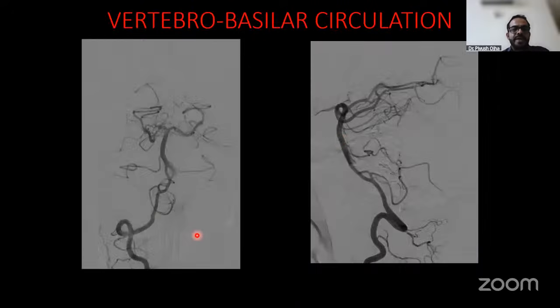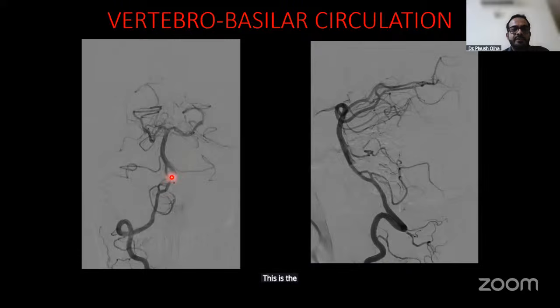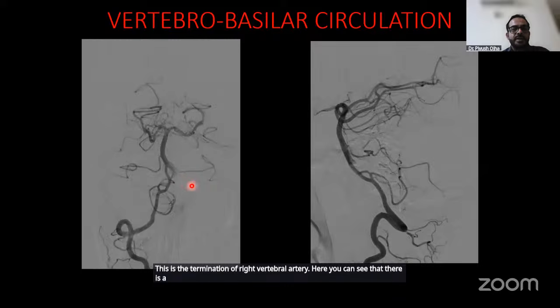Now, this is the right side vertebral injection. There are different segments of vertebral arteries. But if you look at the overall anatomy, this is the termination of the right vertebral artery. Here you can see that there is a possible left vertebral artery also coming from here. Now, there are a few important arteries that we need to keep in mind.